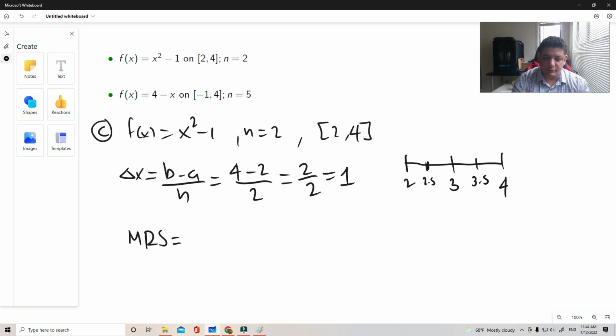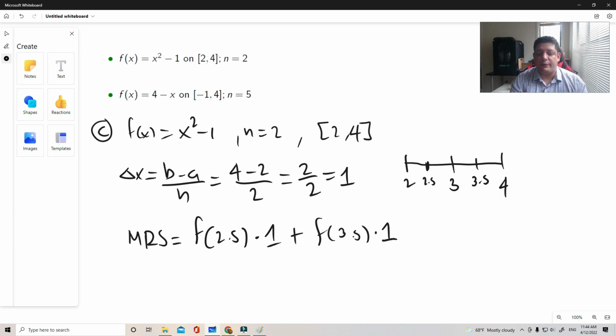And then in this Riemann sum, what we're going to get is f of 2.5 times 1 plus f of 3.5 times 1. Now, don't be confused. In these cases, we're getting examples where the delta x is 1, and so we don't need to make big calculations here. But not all the time are you going to get that delta x is 1. You might get different results here, and that's going to influence more what you get for the Riemann sum.